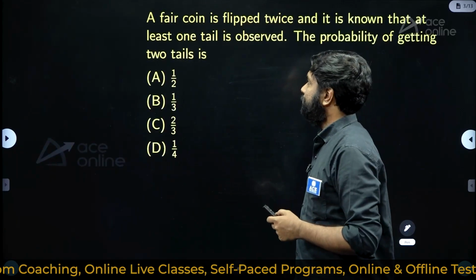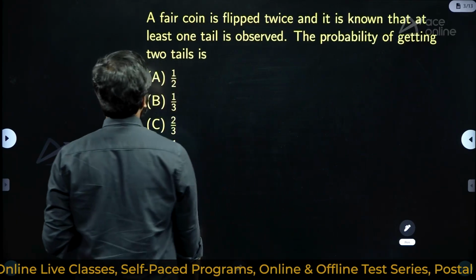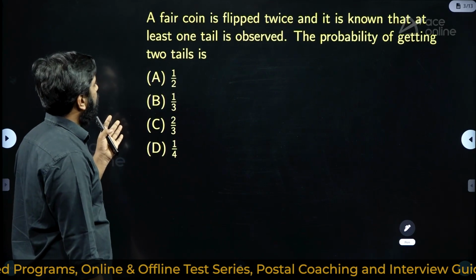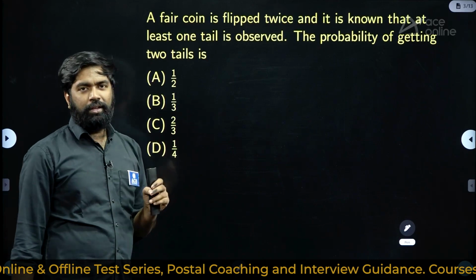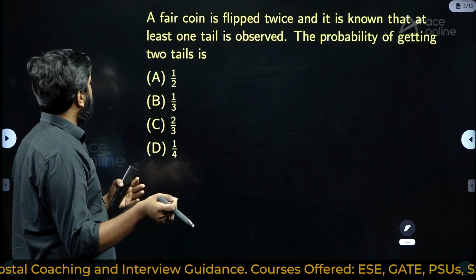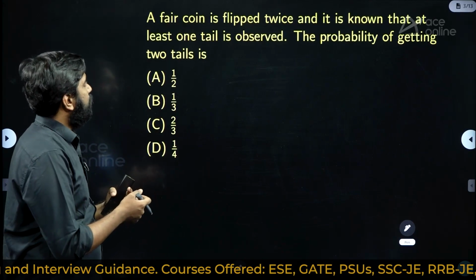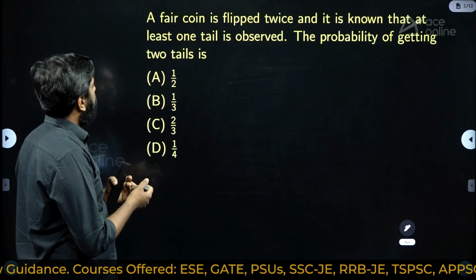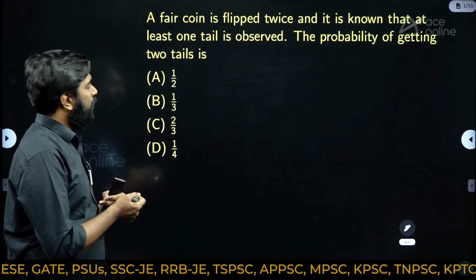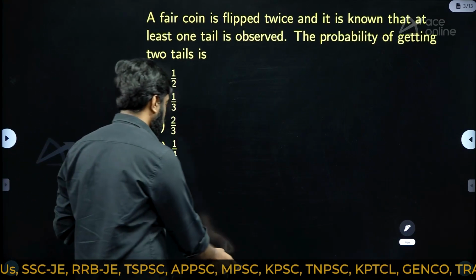Let's go to the next problem. In this problem, they say that a fair coin is flipped twice and it is known that at least one tail is observed. So already some condition has been mentioned. They have a fair coin, they have tossed it 2 times and it is known that at least one tail is observed. What's the probability of getting 2 tails?